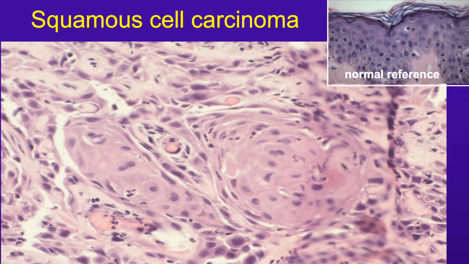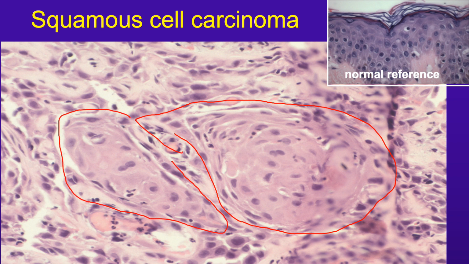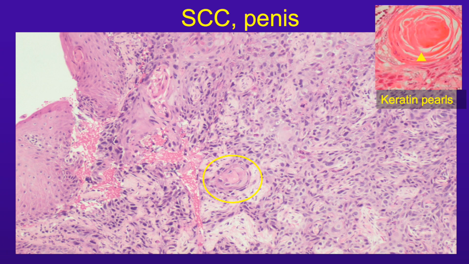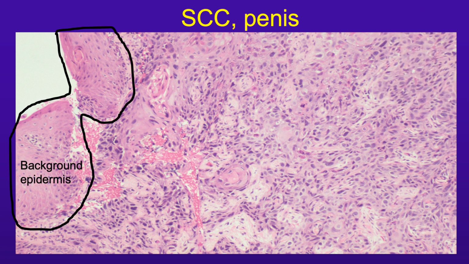Here is another example of squamous cell carcinoma at higher magnification. We can see that there are irregular aggregates of atypical keratinocytes with variably nodular and more infiltrative aggregates compared with the normal reference on the upper right. There's another keratin pearl. And background epidermis highlighted off to the left of the image. And notice that the tumor is more or less the same color as the background epidermis, more or less pink.